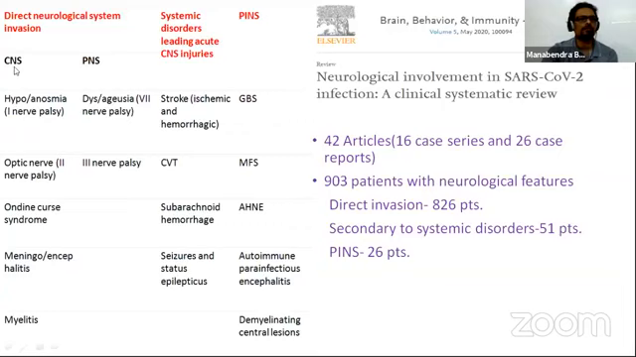If you see the left side, in the CNS there is hyposmia, anosmia, and optic nerve, that is the second nerve, injury can occur. Also the respiratory, that is central respiratory apnea syndrome, meningoencephalitis, myelitis, and also the peripheral nervous system. They found 51 patients secondary to the systemic illness, mainly cerebrovascular disease and seizures. And very few patients had post-infectious neurological symptoms, mainly autoimmune, para-infectious and post-infectious pathologies, demyelination. So this is the article to be pointed out.